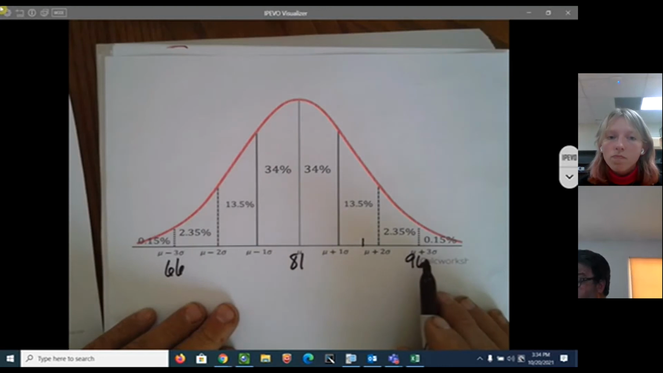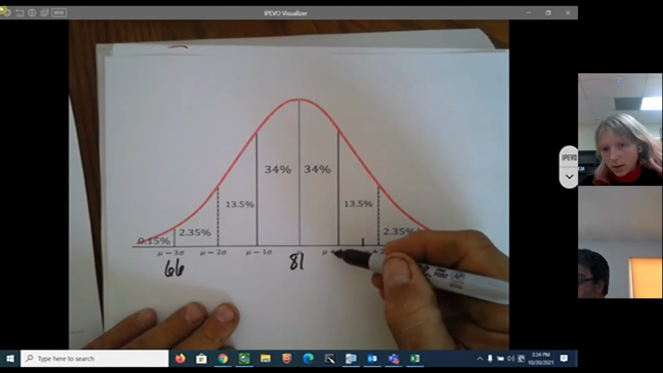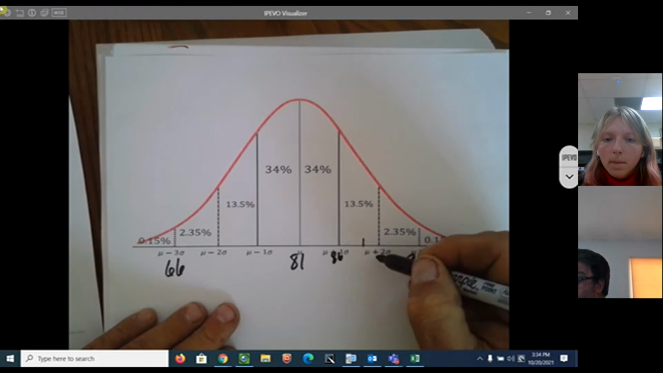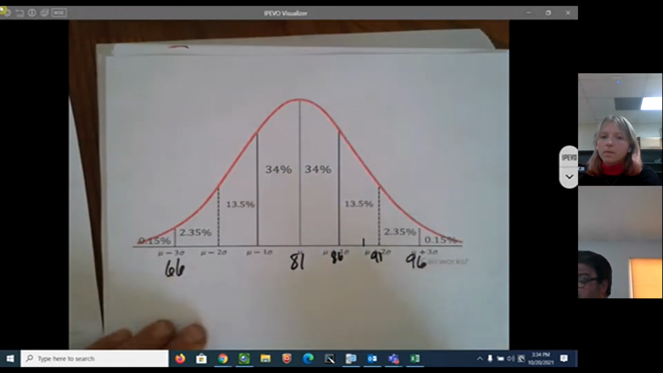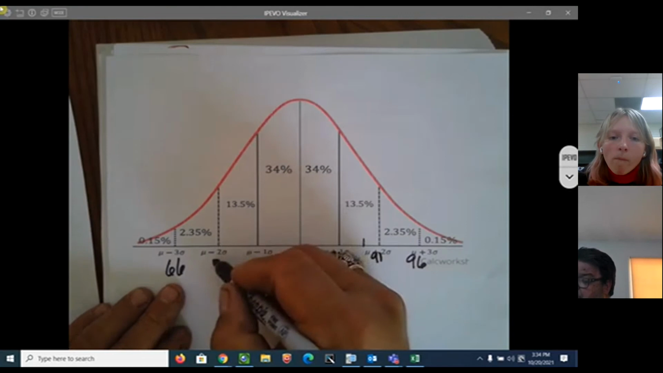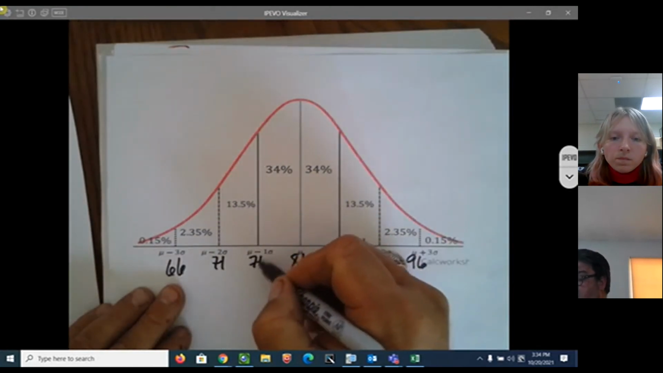I know the distance here is 15. So that would make this 86 and this 91. There we go. Now we're cooking. All right, now we're going to add 5 here, and that'd be 71. And add 5 here, that'd be 76. Now we got it.